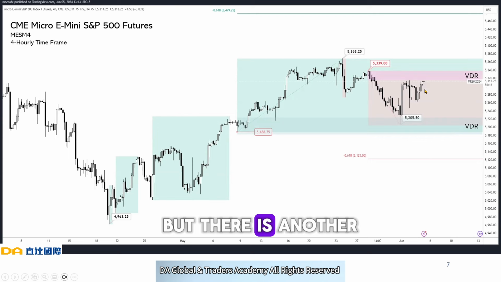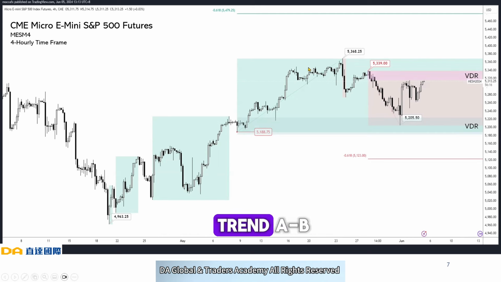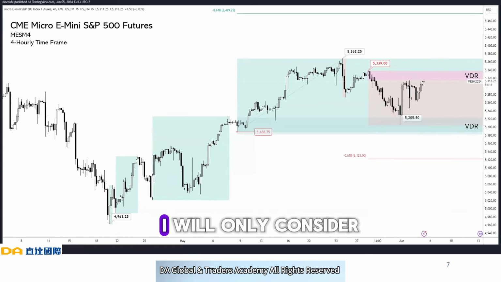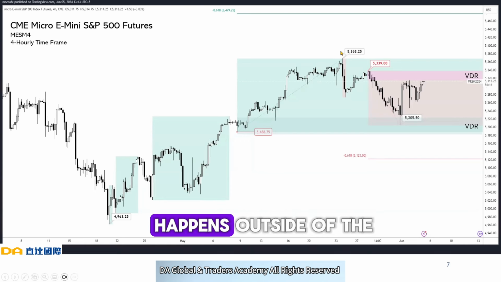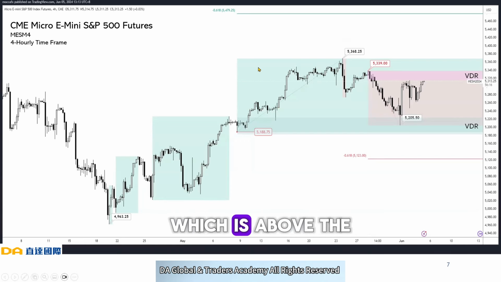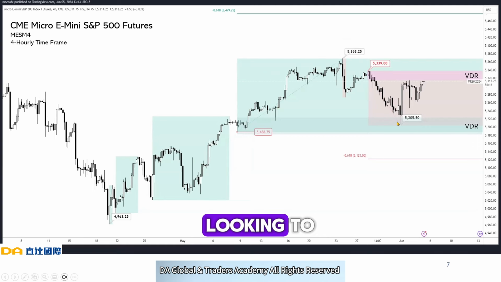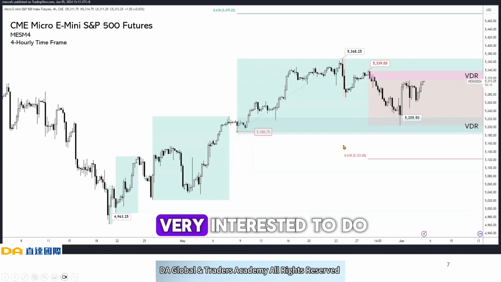But there is another thing that I also consider. If the counter trend is within the dominant trend AB, then I will not be considering trading counter trend. I will only consider trading counter trend if it happens outside of the up AB, which is above the green box. Now we can see that the counter trend is within the green box. So I am not looking to do a sell. In fact, I'll be very interested to do a buy.